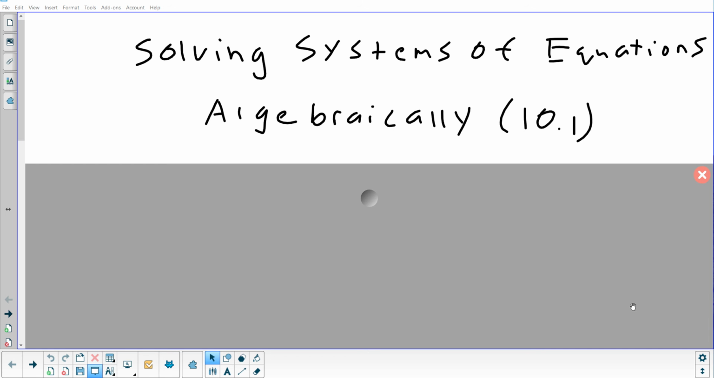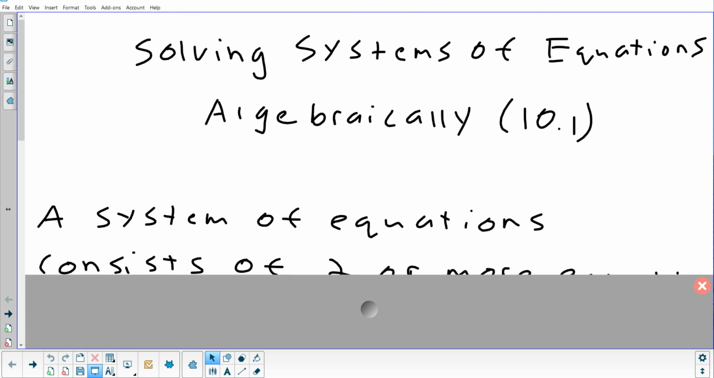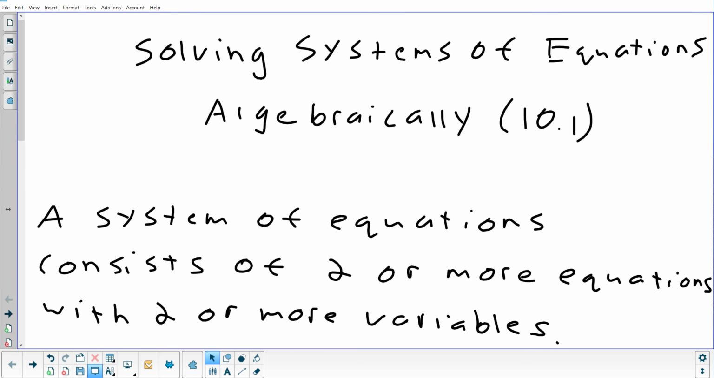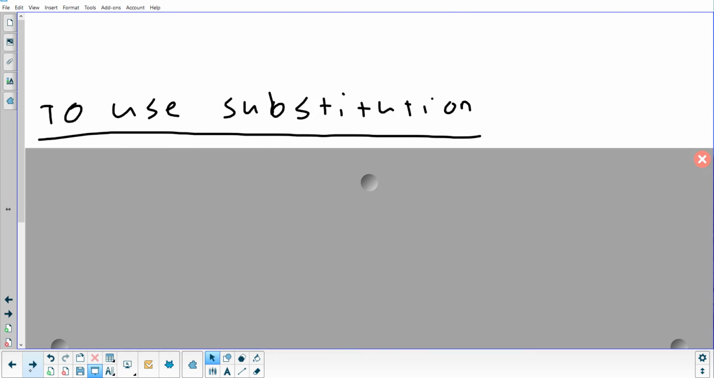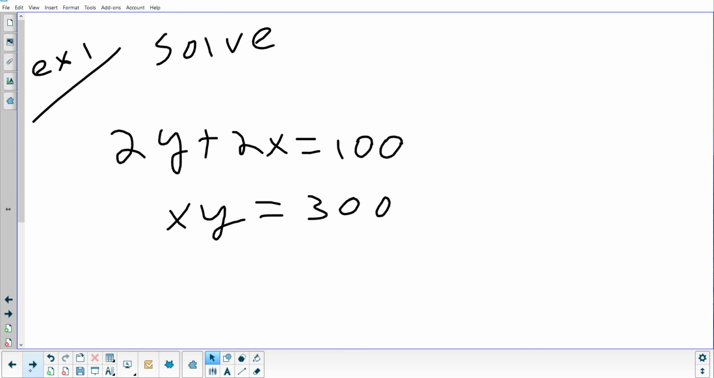Okay, so the last section we're going to take a look at is 10.1, and that's on solving systems. Remember what a system is. A system is when you're solving for multiple variables, a minimum of 2. In general, in the kind of problems that I give you, if you have to solve for 2 variables, it'll be set up so that I give you 2 equations.